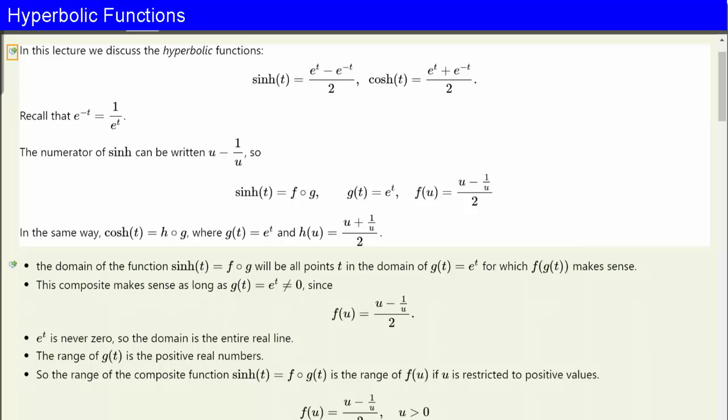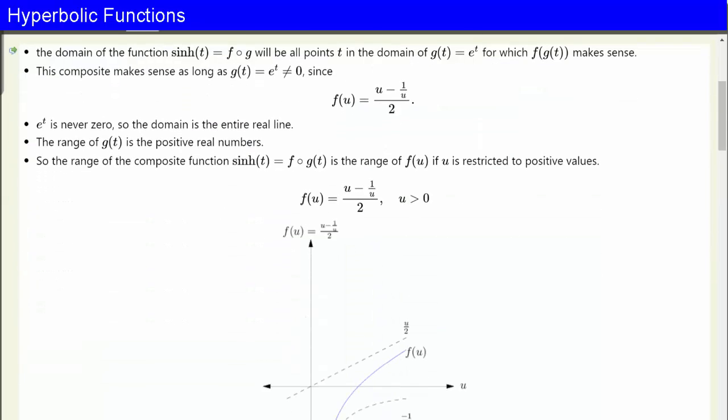As we just did for the sinh, we can write cosh t as h composition g, where g is e to the t, and h of u is u plus 1 over u, all divided by 2. The domain of the function sinh t, which is f composition g, will be all points t in the domain of g, which is the exponential function, for which f of g of t makes sense, that is, g of t is in the domain of f.